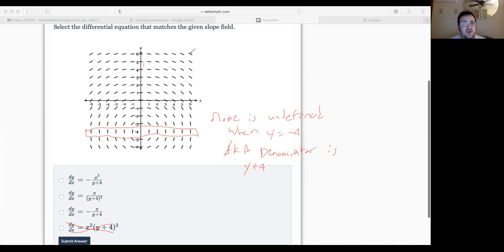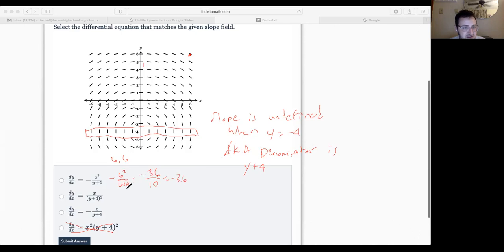So we may want to try a point. After we've eliminated a few answer choices, we may want to see what happens if we have 6, 6. So I'm just going to try 6, 6. On this first one, I have a 6 squared, and then I have a 6 plus 4. So that's going to get us to a -36 over 10. And when we get that, that's about a -3.6. So indeed, we do have a negative slope.